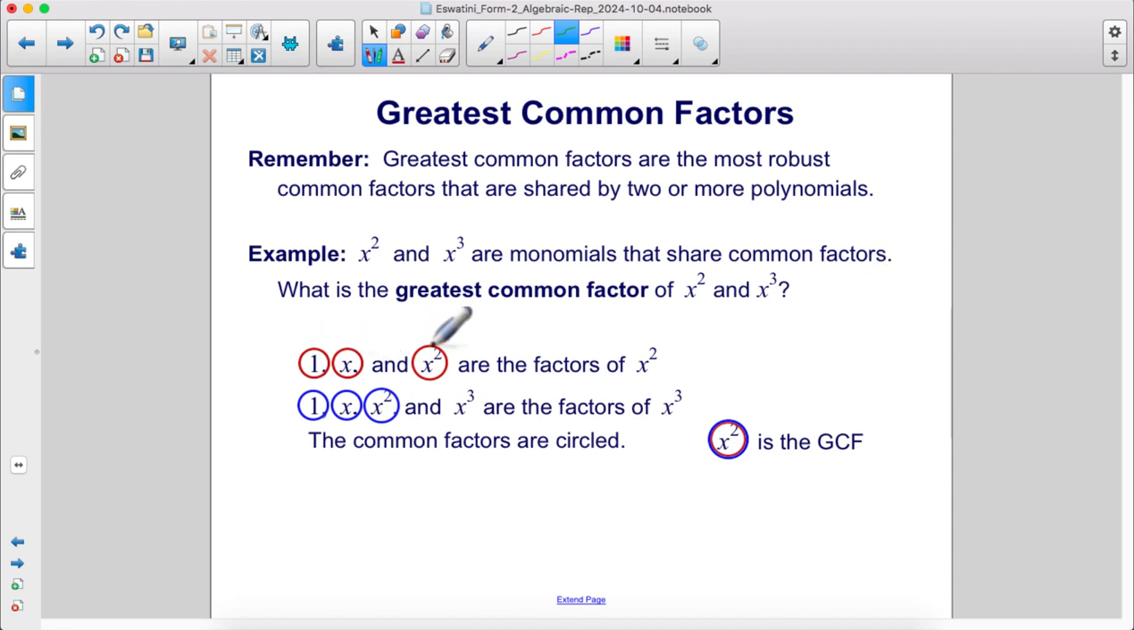Well, 1, x, and x squared are the factors of x squared. 1, x, x squared, and x cubed are the factors of x cubed. The common factors are circled, and you can see the greatest one is x squared.